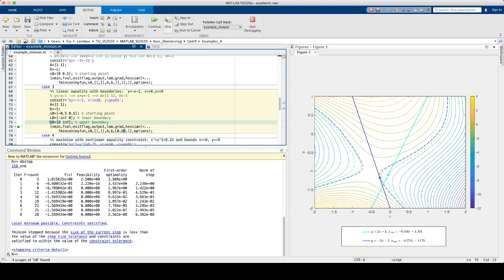Let's again call the solver now with both the equality constraints in the matrix A and the constant B in position 5 and 6, and then the lower and the upper boundary in positions 7 and 8. Unused inputs have to be provided as empty arrays.